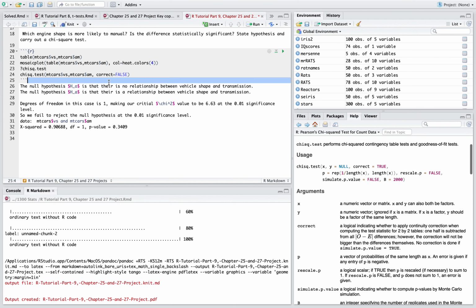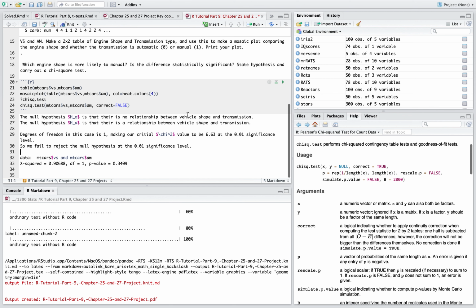And so for this test, which I'm about to run, our null hypothesis is that there is no relationship between motor shape and transmission, and our alternate is that there is a relationship between the motor shape and the transmission. So the degrees of freedom in this case is 1 because it's a 2x2 table, making our critical chi-squared value that I got from our book to be 6.63 at the 0.01 significance level. So let's run our test.